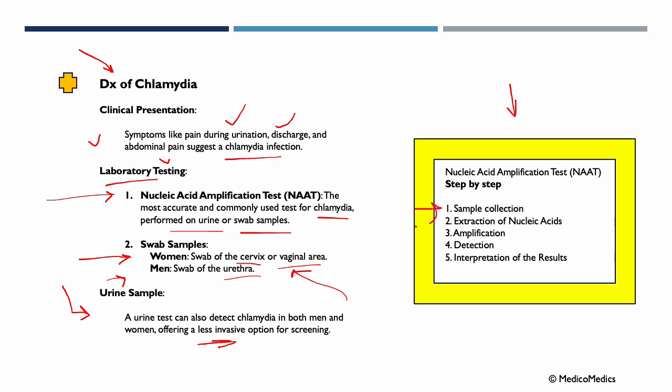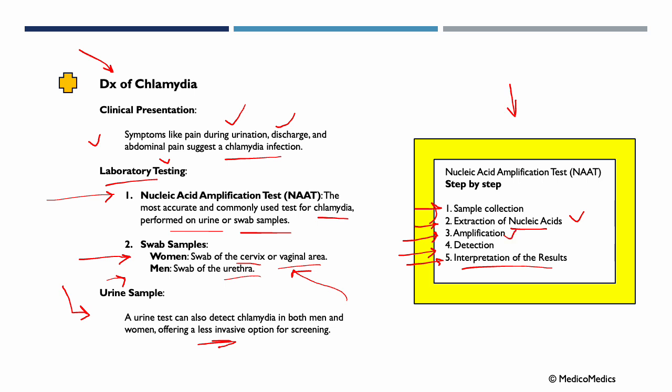So sample collection, then extraction of nucleic acids. We then do amplification, detection, and interpretation of the results. So when we do the extraction, we are extracting DNA or RNA from the sample to isolate the genetic material of any pathogens that are present.